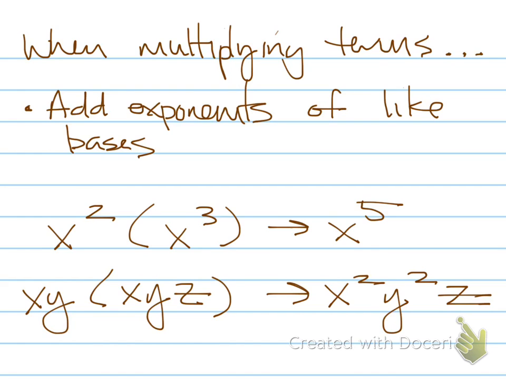Keep in mind that whenever you're multiplying terms, you add the exponents that have like bases. For example, x squared times x cubed, it is not x to the 6th power, it's x to the 5th power because 2 plus 3 is 5. xy times xyz is x times x is x squared, y times y is y squared, and then z times 1 is just z.